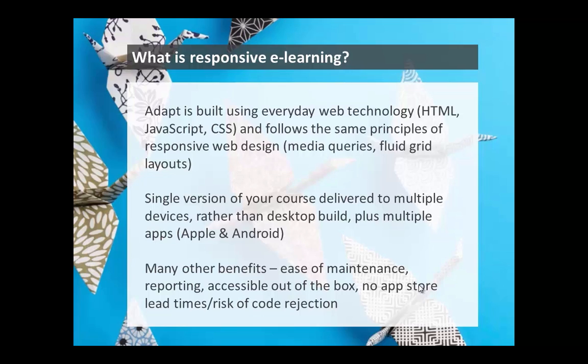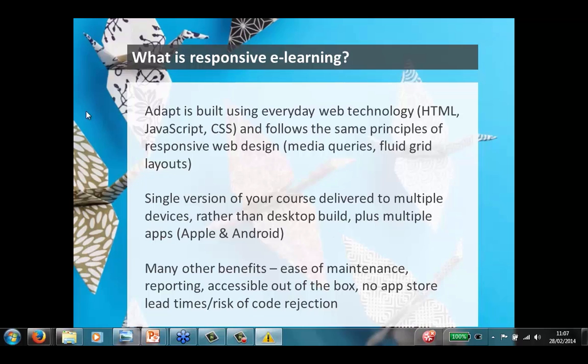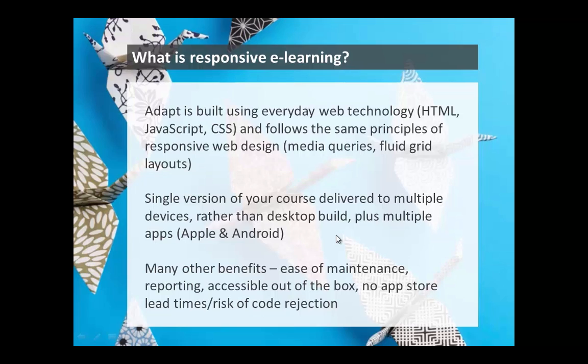There's many benefits to a single version of your course. The obvious being that you're just creating it once, whereas if you went down a more native route, you could create a desktop version, a version for Apple, a version for Android. If you wanted it optimized for tablet, that would be 3, then plus another 2, so that's 5. There's accessibility in the mix, that's 6. So all of a sudden you can see that the single version's got a lot going for it.